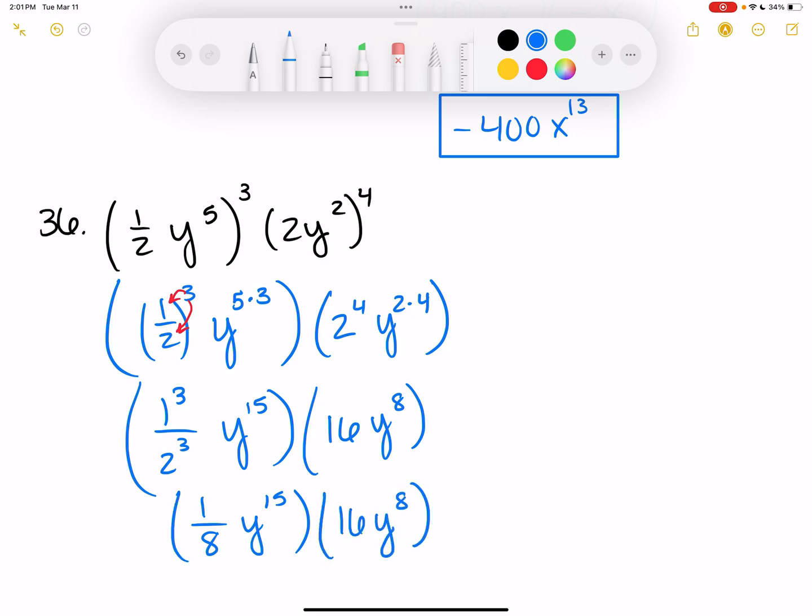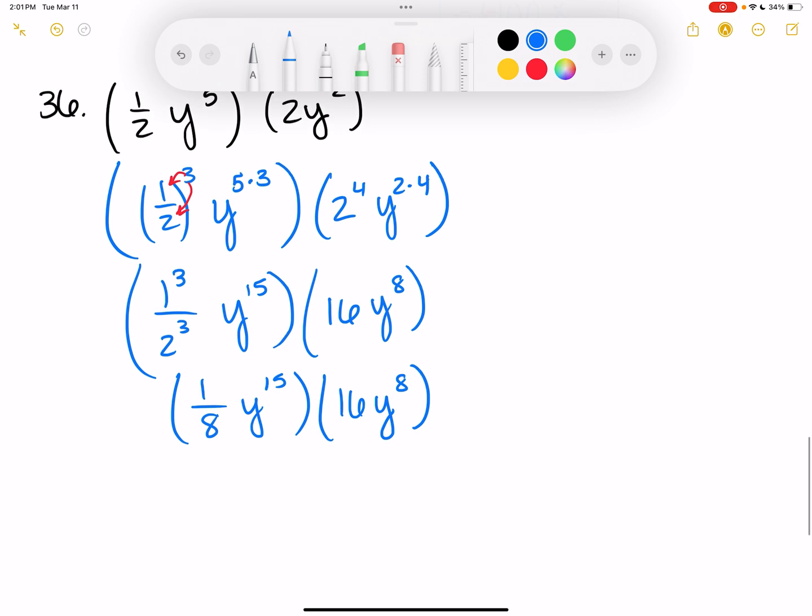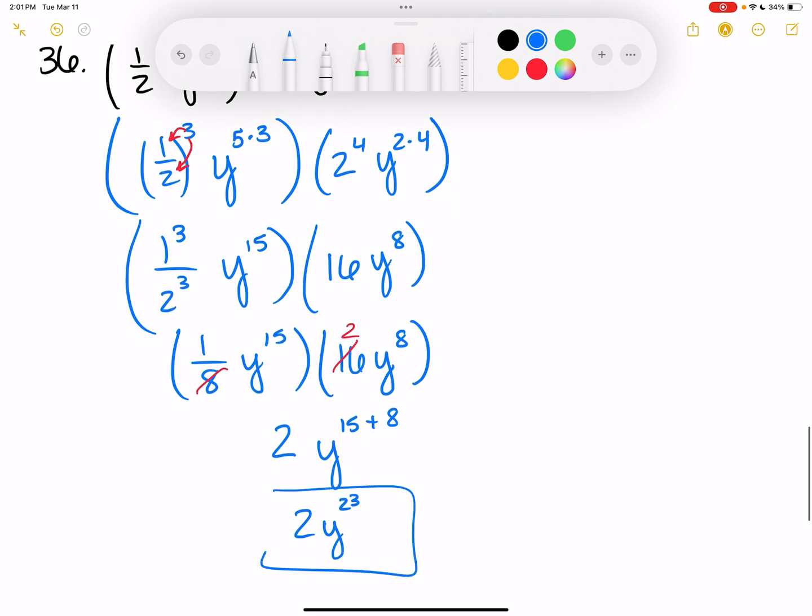What do you think I need to do now? Add the y's, add their exponents. So I've got y to the 15 plus 8. What about this 1/8 and 16? You multiply them. What happens when I do that? It gives me 2. So my final answer is 2y to the 23rd.